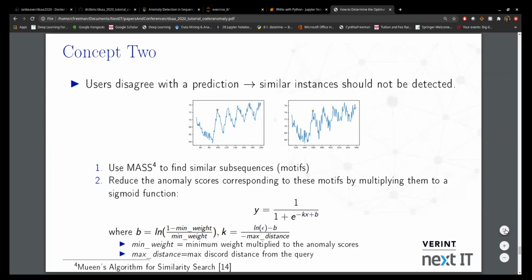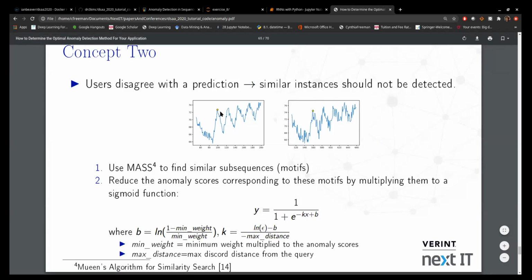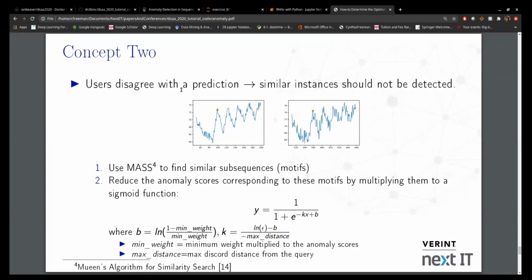Concept 2. So in the left figure, suppose the annotator disagrees with the predicted anomaly, the yellow circle, around time step 100. A very similar pattern occurs in the same time series later, around time step 500. And the anomaly detection method predicts an anomaly in a similar location. So it's pretty likely that the annotator will also disagree with this predicted anomaly. So we desire to prevent future predictions that would waste the annotator's time.